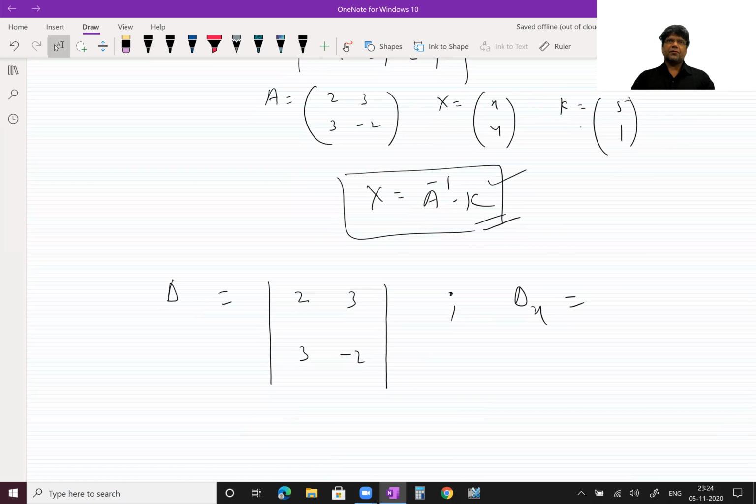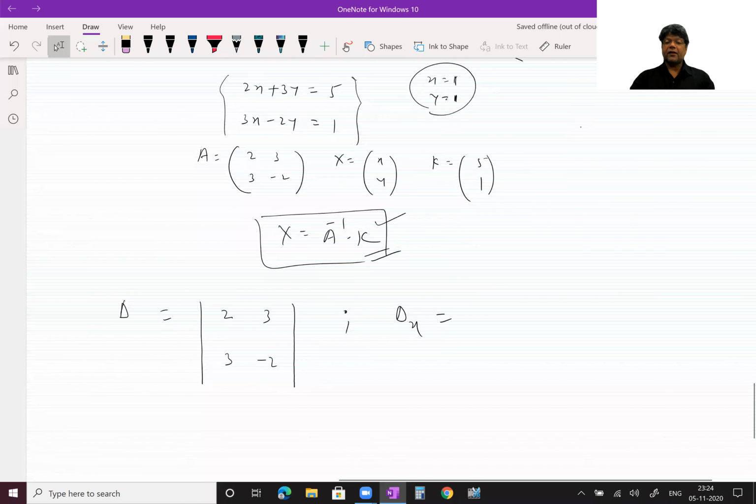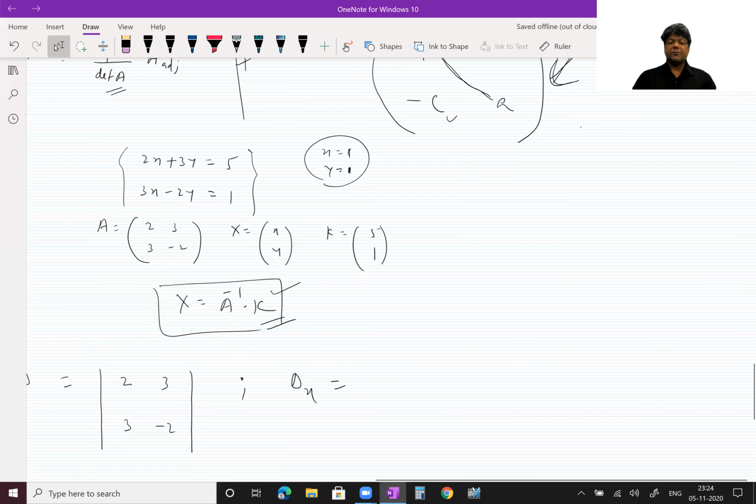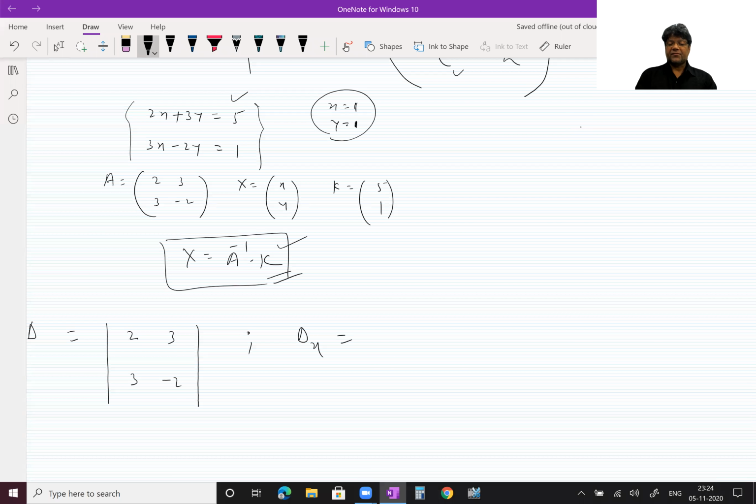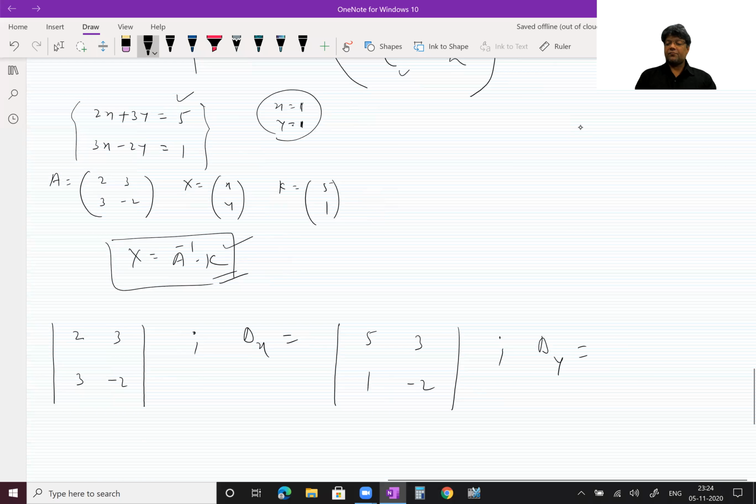First column will be replaced by the values. By the values, I mean these are the values 5 and 1. That means the first column will be 5, 1. Second column will remain the same, 3 minus 2. Again you will calculate delta y. How? This time the first column will remain the same. The second column will be replaced by that value, that is 5 and 1.